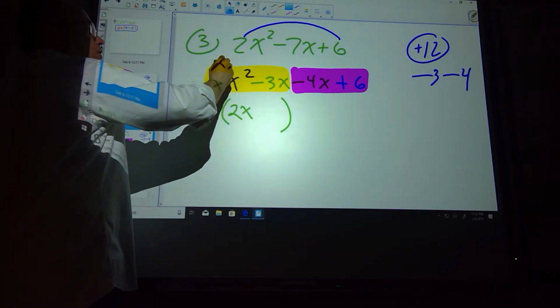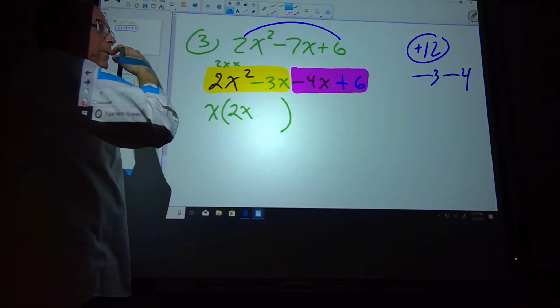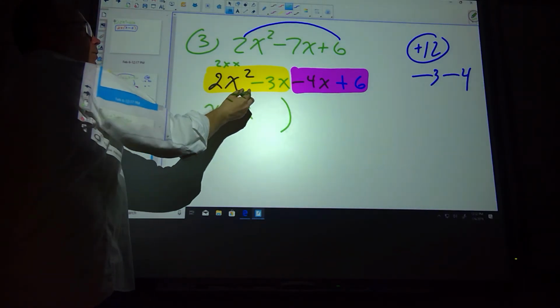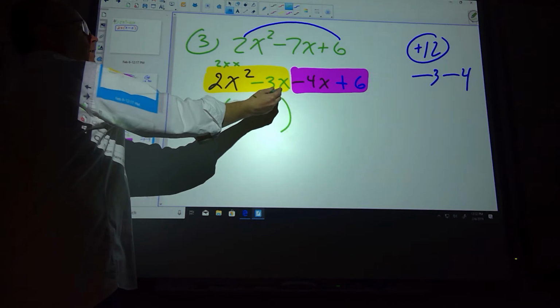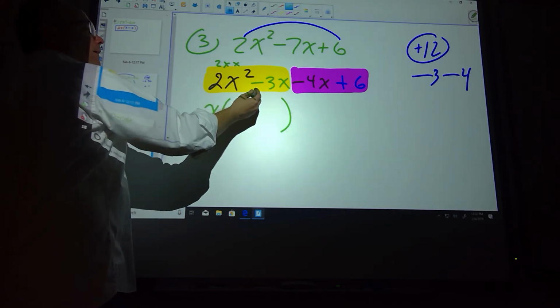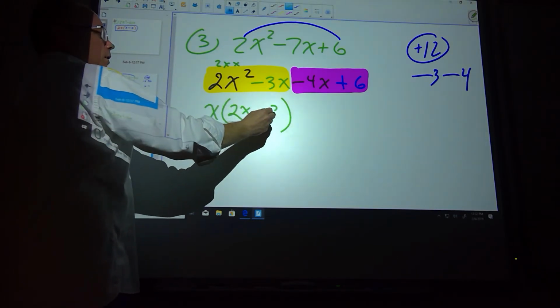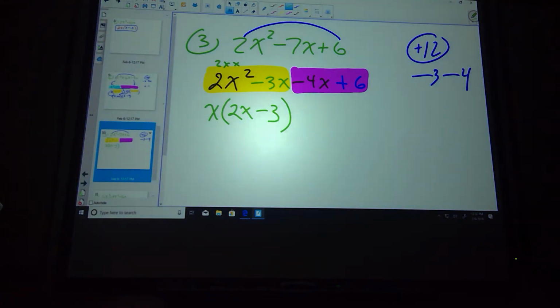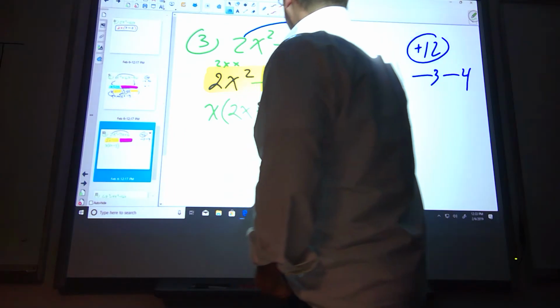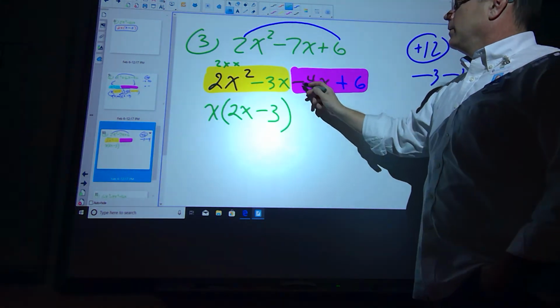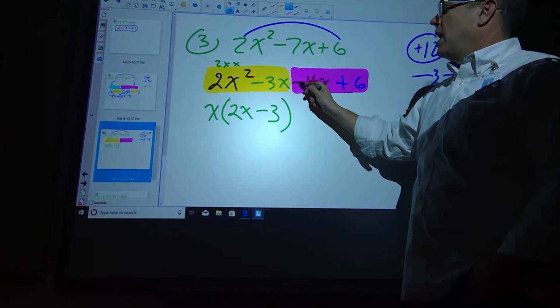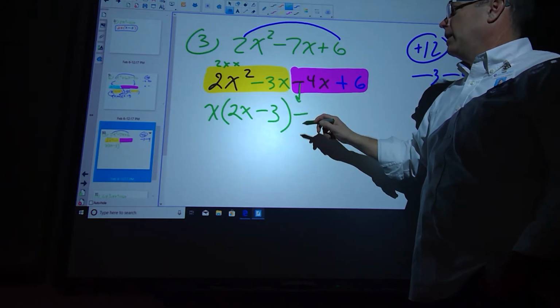Good, because that's the same thing as 2x times x, right? And then if I factor an x out of here, what's left? Negative 3. Good, good, good. You're halfway there. I think Bon Jovi sang about that. Something about a prayer. All right. So I'll help you here. This sign, whatever that sign is, always comes down here.